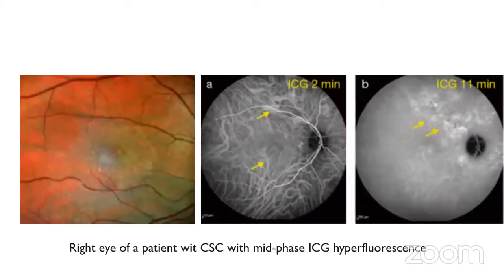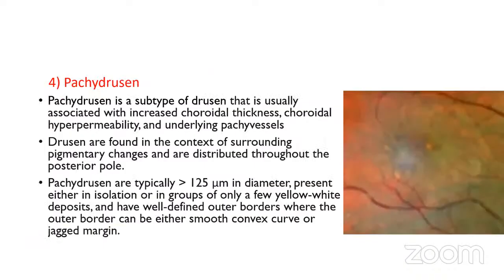So this is a patient of CSCR. Here we can see the altered foveal reflex over here with pachychoroid. And in ICG, we can see mid-phase ICG hyperfluorescence. Then the next qualitative feature is pachydrusen. So pachydrusen is a subtype of drusen that is usually associated with increased choroidal thickness, choroidal hyperpermeability, and underlying pachy vessels.